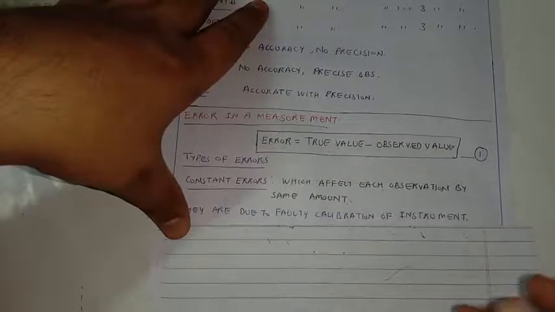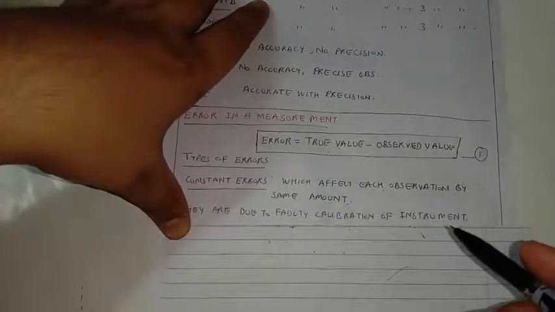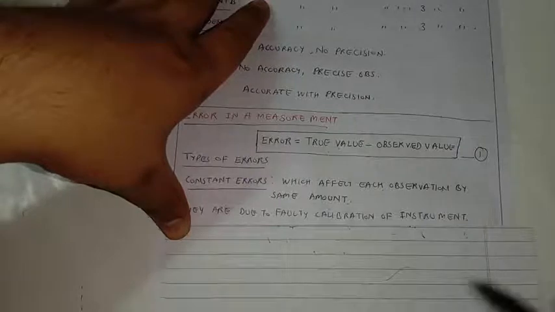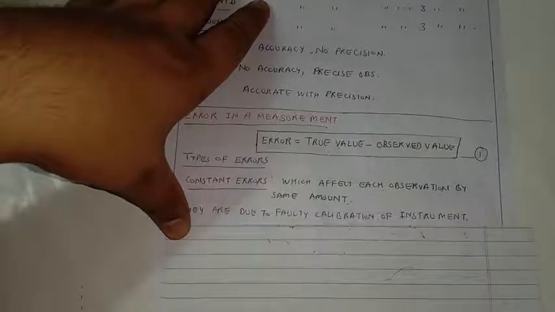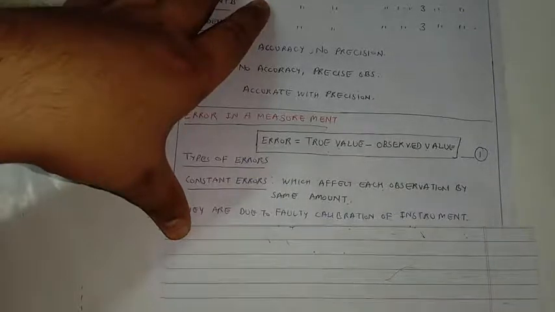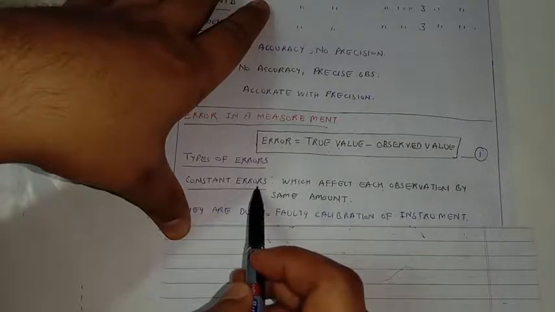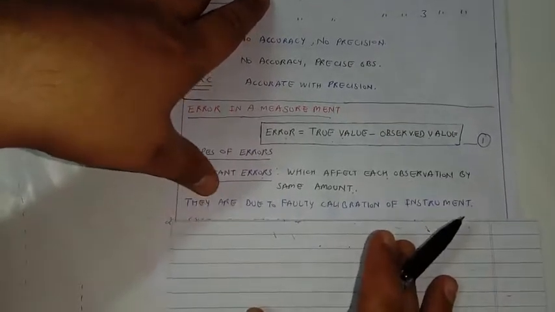This means that when this type of vernier caliper is used to measure length, breadth or the depth of an object, the observed value will always be 0.02 centimeter more than the actual value. So this 0.02 centimeter factor will always be present. So that value is remaining constant. So this is called a constant error.